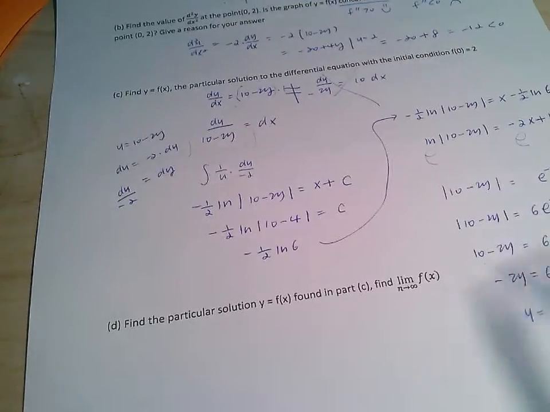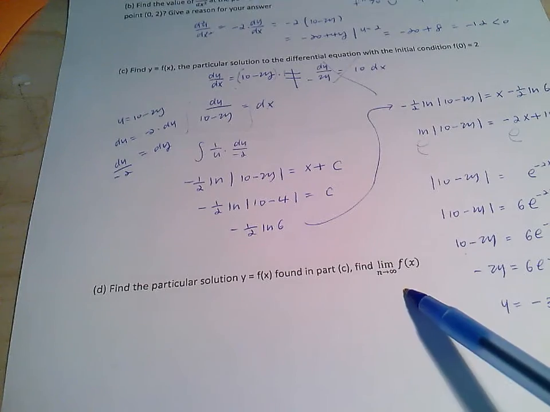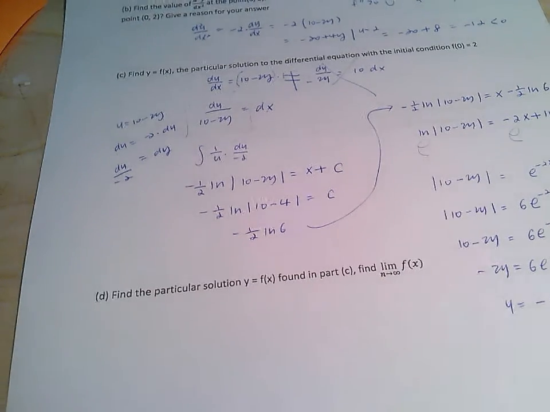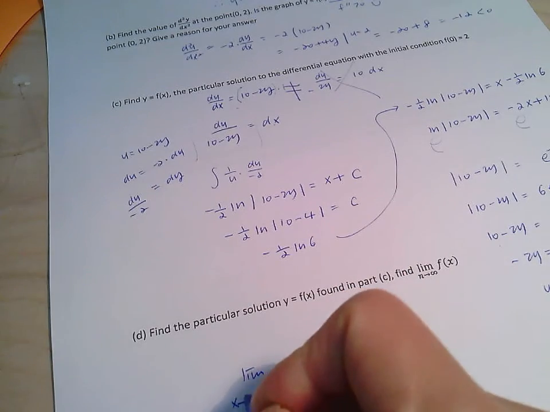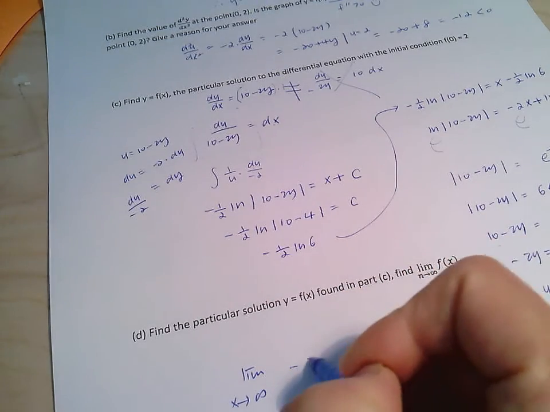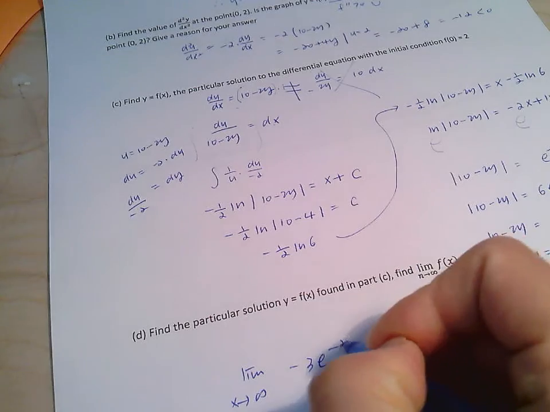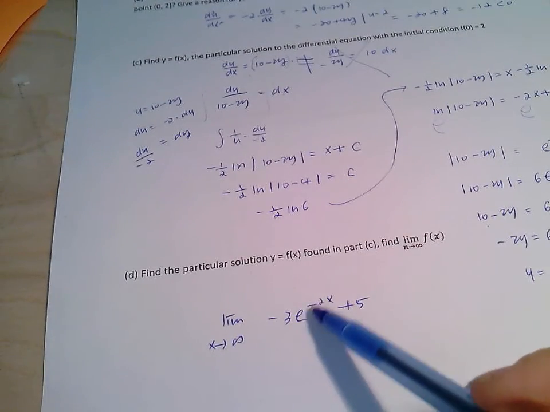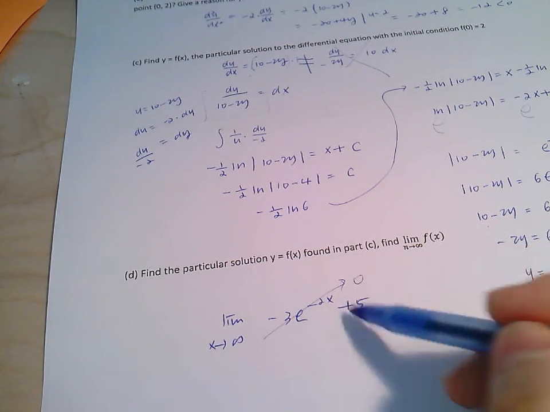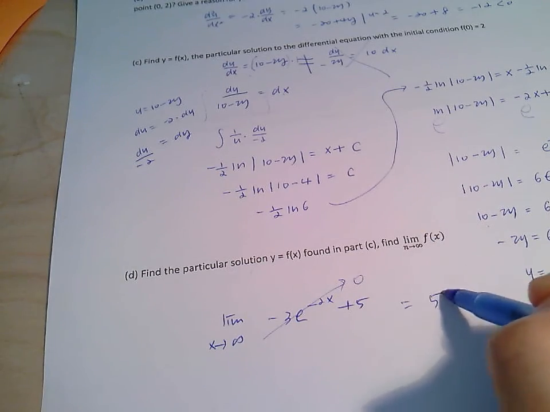Okay, now once you find y, part d is so easy, because x is approaching infinity. So the limit as x approaches infinity of negative 3e to the minus 2x plus 5. Now as x approaches infinity, this is e to the negative infinity. So 1 over e to the infinity, 1 over infinity approaches 0, 0 times negative 3 is 0. So the limit is 5.